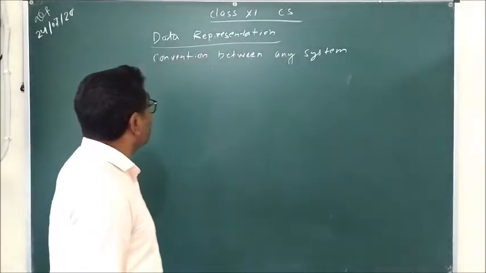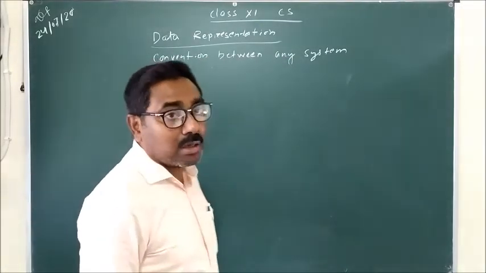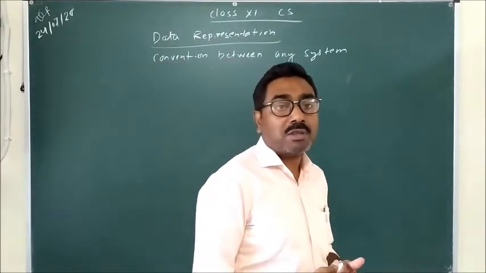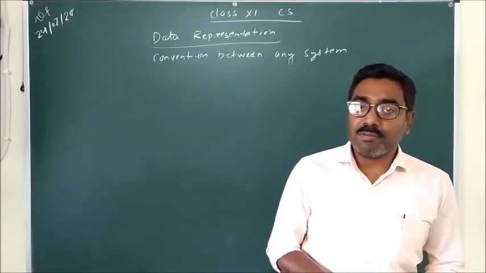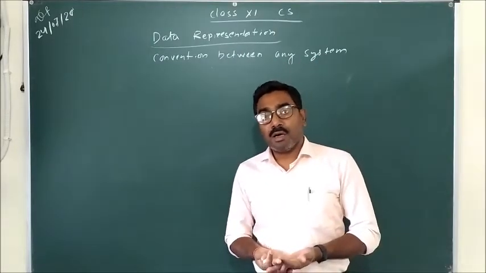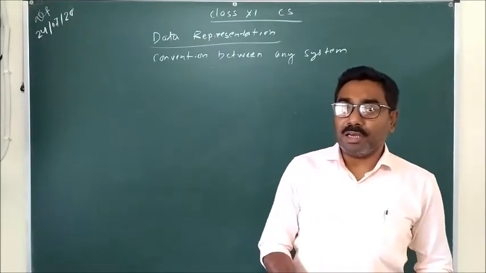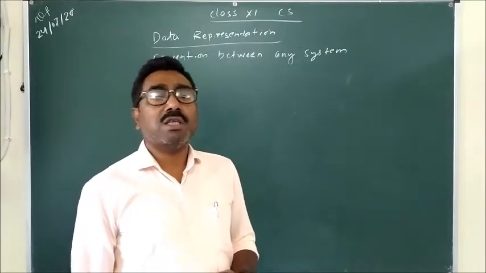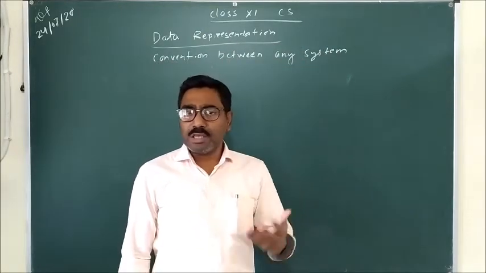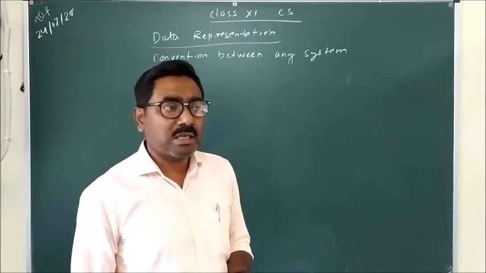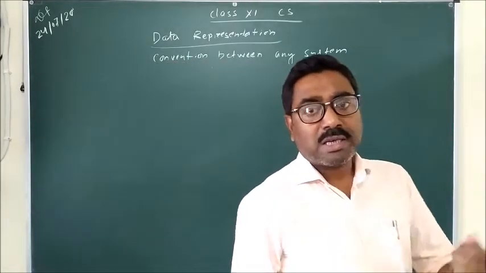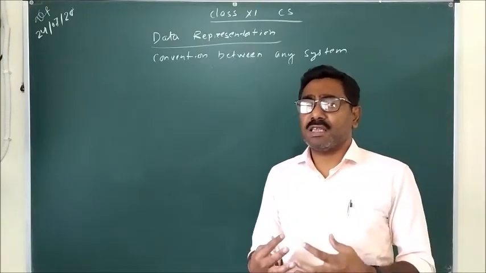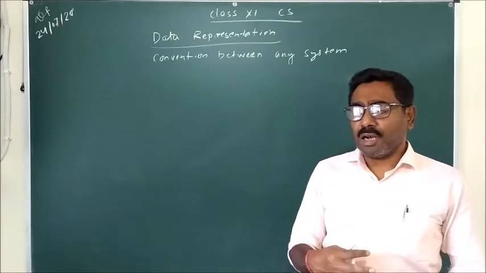Back to the class. So today we'll go for conversion between different systems. Previously we learned about converting decimal number to binary number, binary number to decimal, binary to octal, octal to binary, hexa to binary, and binary to hexa. Today we'll go for any other system, like octal to decimal, octal to hexadecimal, decimal to hexadecimal, or hexadecimal to octal, like that. If any conversion is there, converting between any system to another system.